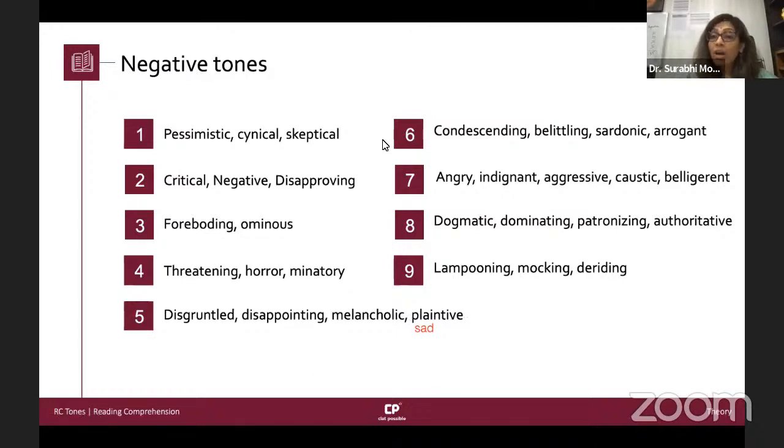Criticizing someone severely, you will choose tones like number 6: condescension, belittling, sardonic, or anger. So maybe there is very little difference between criticism and anger. So you're likely to choose something like number 7. When an author is making fun of something or someone, this is making fun. That is lampooning, mocking, deriding.